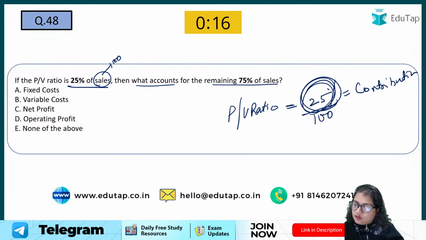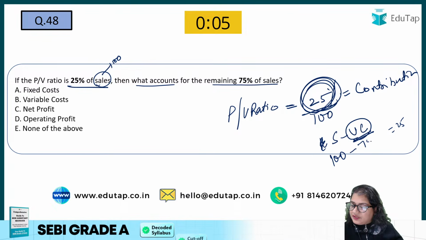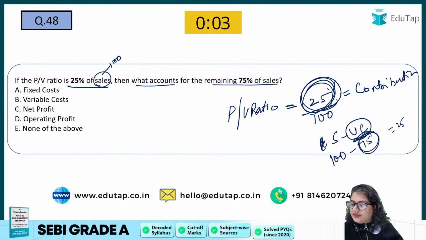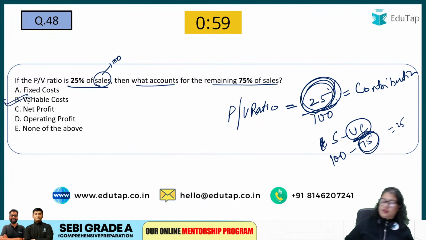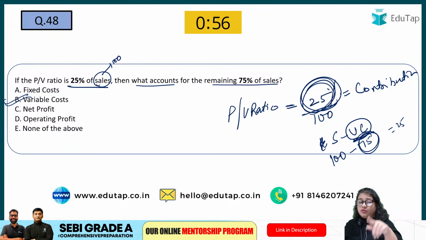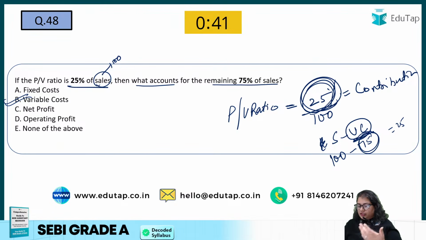So here, how does contribution come? Sales minus variable cost. Sales is 100, minus what, how will 25 come? 25 will come when the variable cost is 75. Right, when the variable cost is 75. So what is the 75% of sales? That is variable cost. Okay, this was one of the questions that came in your phase 2 previous year question paper also. So just try to understand this. PV ratio is 25% of sales, then 75% of sales will be variable cost. There can be vice versa also in your exams. Such repeated questions can also come.